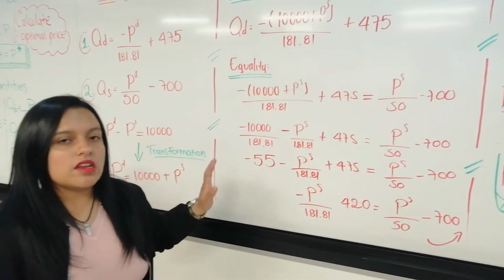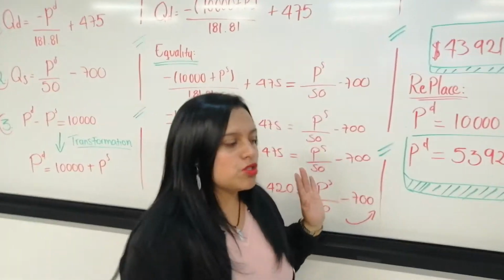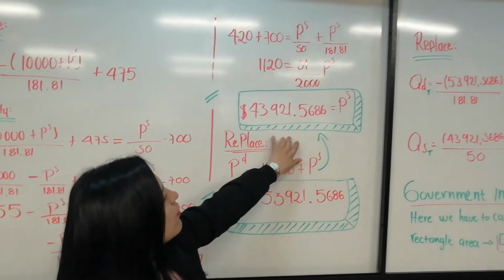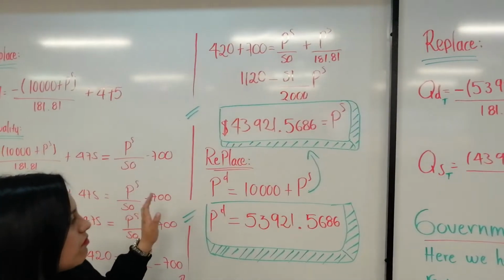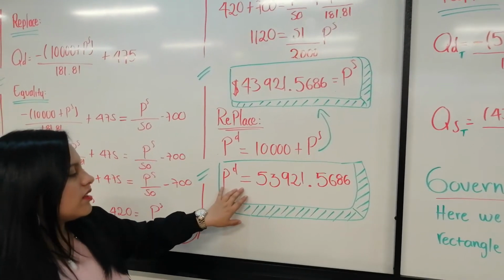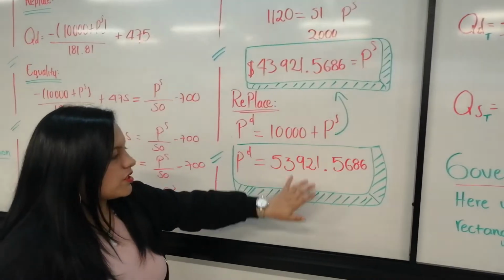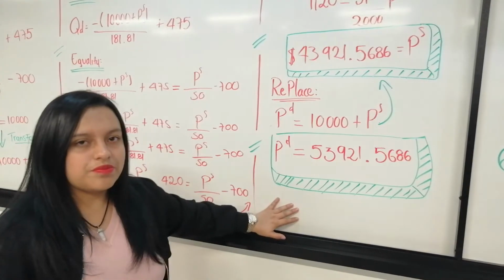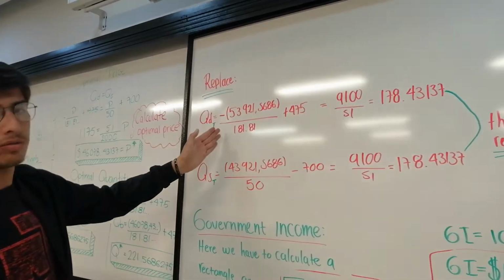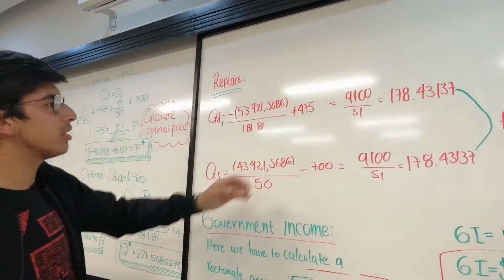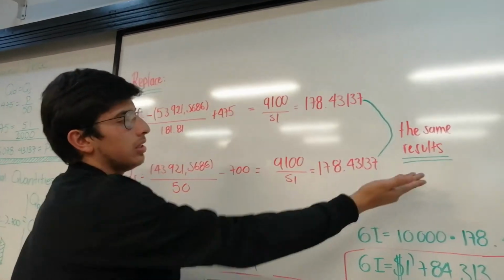Now here we have just one unknown, so we have to solve it for the supply price, and here we have the value of the supply price after the algebraic process. So finally, to find the demand price, we just replace this value in this equation, and here we have the demand price. In this part, we replace the values of the demand price and supply price to find the quantities with tax in the market, with the same results.